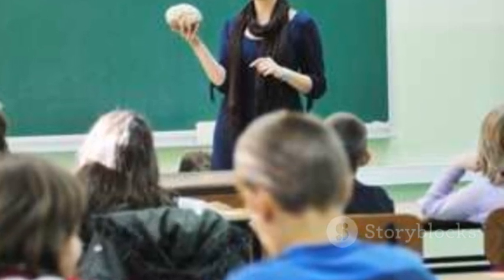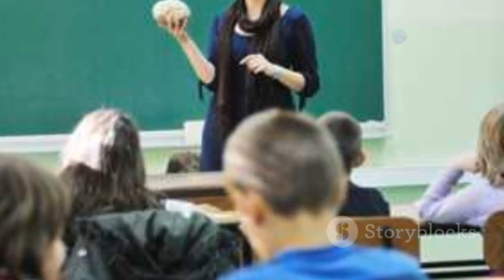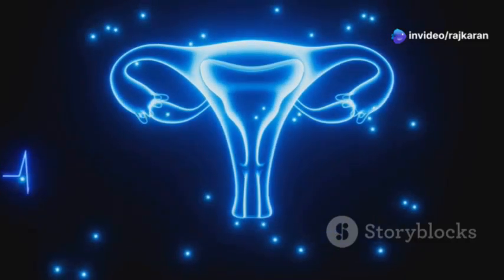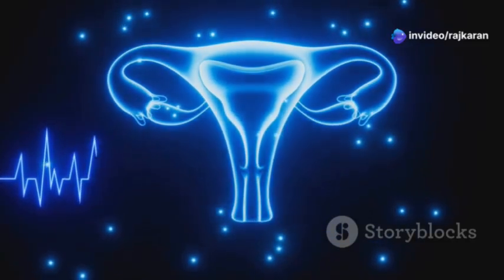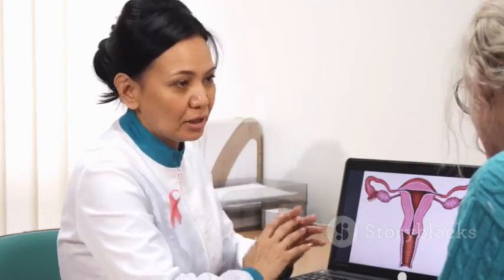Reproduction is how life continues, and NEET biology explores how humans and plants reproduce. For example, you might see questions about the menstrual cycle. It's important to understand the changes in a woman's body that get it ready for pregnancy.